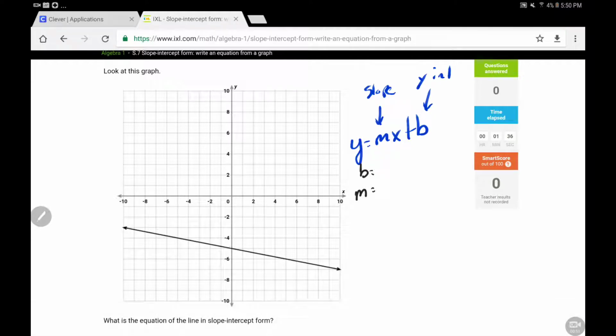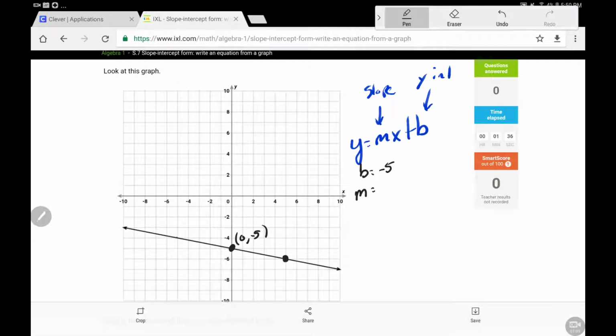So for instance, this right here is the point 0, -5. So that means b is 0, -5. Oh, sorry, b is actually just -5. And then the slope. A lot of people get confused on this. So there's a couple points to talk about here. A lot of people don't know, do I go up, do I go down?